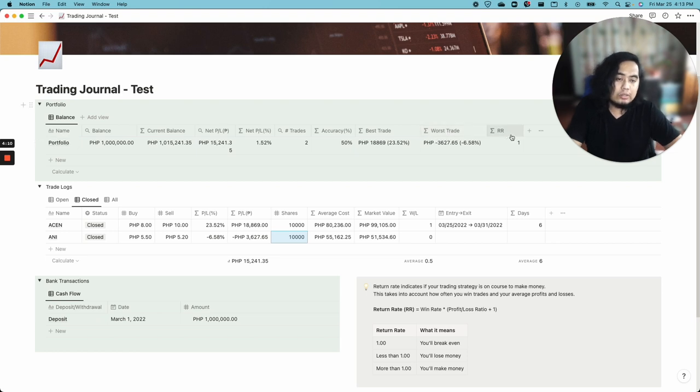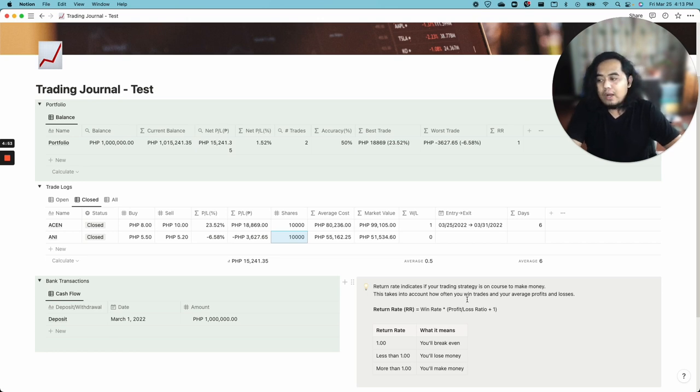Then the RR, which is return rate or rate of return. For me, this is very useful because it calculates whether my current strategies are making me money or not. It kind of shows a trajectory. The target for this should always be above 1, best if it's above 1.5 or 2, so it shows that you're profitable. If it's going below 1, it means that whatever you're doing, you're going to keep losing your money, so you need to check your strategy.